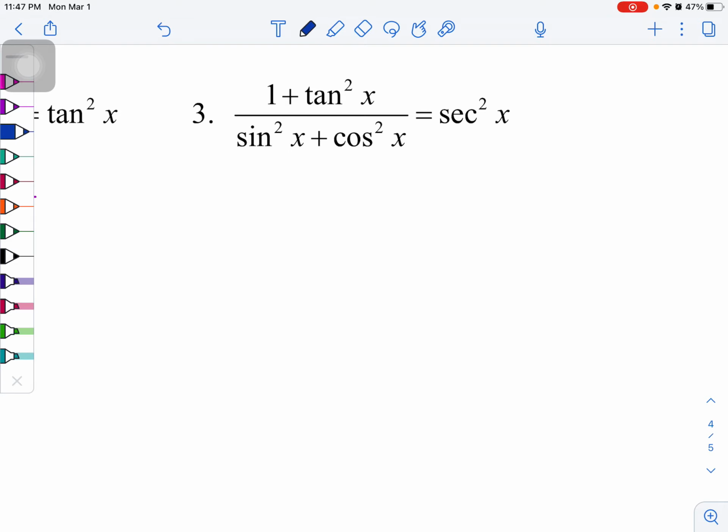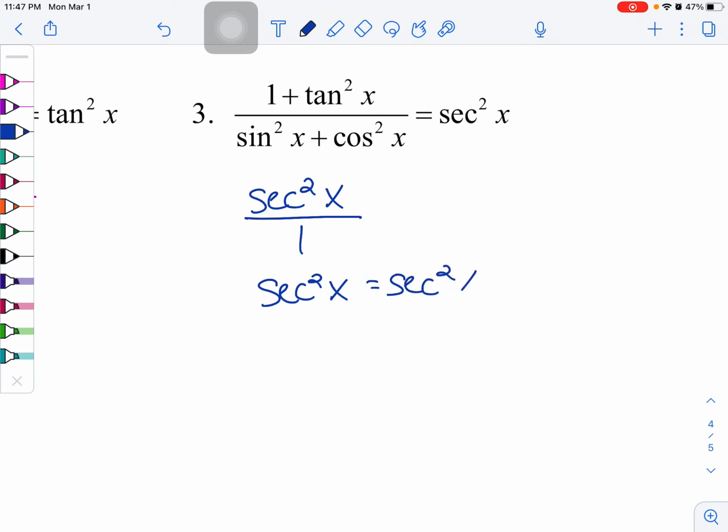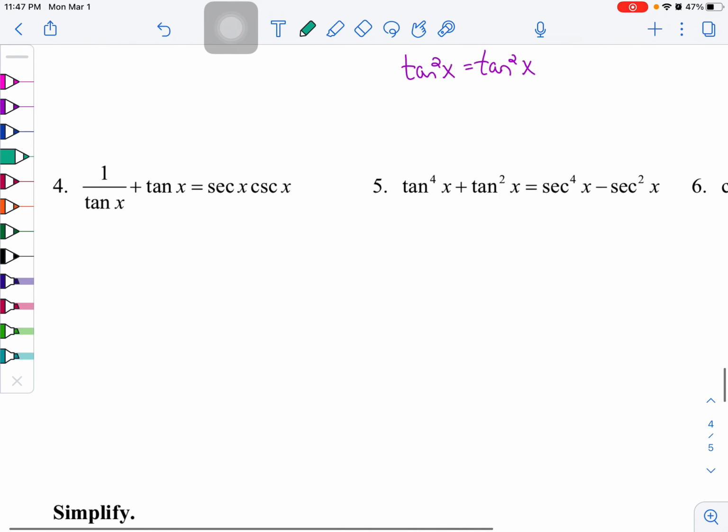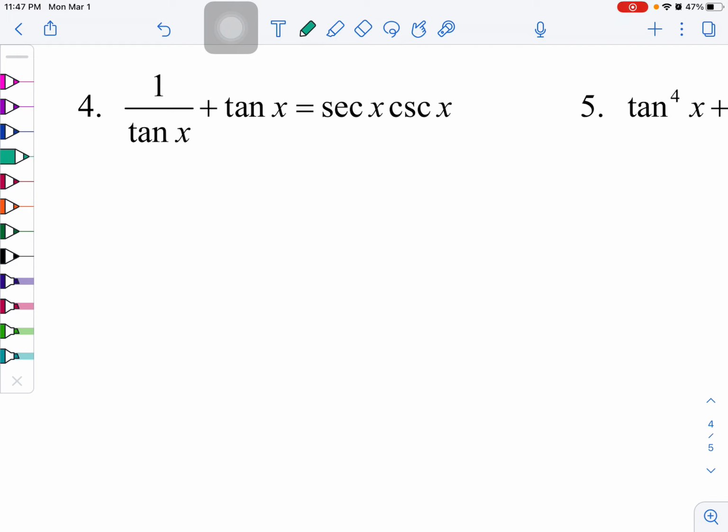All right, number 3. That is not exactly the prettiest problem in the world, but it actually simplifies relatively nicely. You have 2 Pythagorean identities here. 1 plus tangent squared of x is secant squared x. And the denominator, sine squared x plus cosine squared x, is my favorite Pythagorean identity, which is just 1. So that is secant squared x divided by 1, which is really just secant squared x. So number 3, while it looks pretty nasty, is actually one of the easier problems if you know your Pythagorean identities. Make sure you do know them and can reference them.